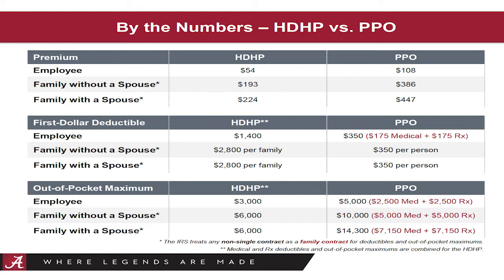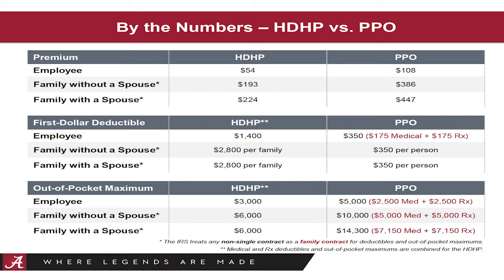And then the first dollar deductible. That's the next big piece. You're used to our PPO. Right now we have a $350 deductible on the PPO. $175 of that is medical, $175 of that is pharmacy. Under the high deductible health plan, it's $1,400 for a single employee or $2,800 for a family. Now that is combined, that is aggregate. So that can be $2,800 in medical, $2,800 in pharmacy, a combination of both. So it's not split like the PPO.